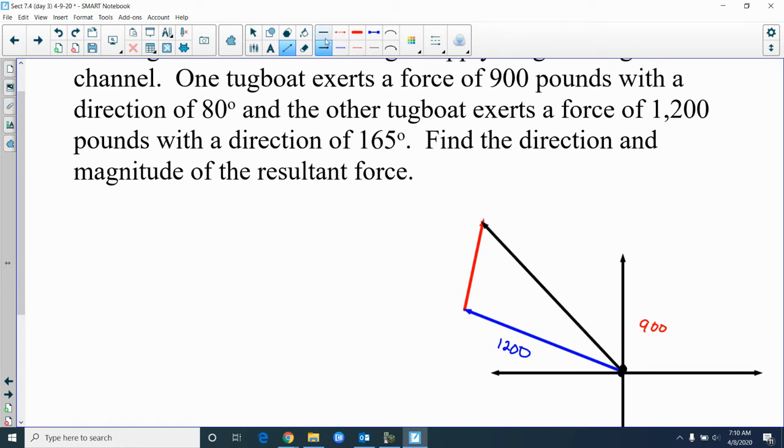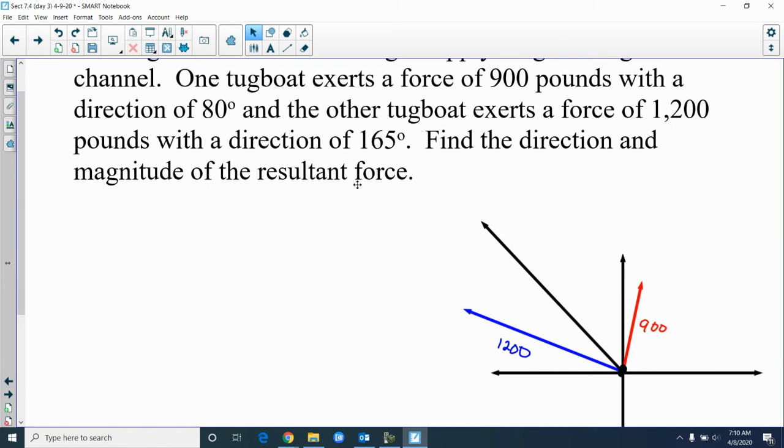There's your resultant force. Now, you could create the parallelogram, that's fine. But since I can, using the SmartBoard, I'm just going to slide that back there just so I can have a visual. So there you got 1,200, you got 900. Right there, that black vector is going to be the resultant force. It's obviously bigger than both 1,200 and 900. And then the angle is going to be somewhere between 90 and 180, because it's in quadrant 2.